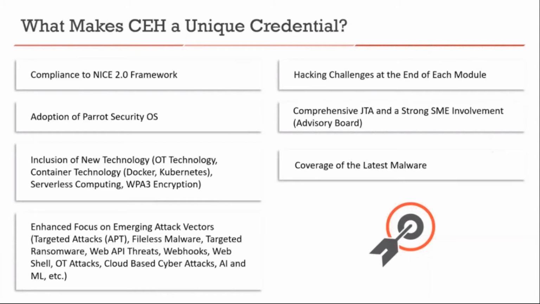Apart from that, you will get WPA3 encryption in CEH version 11, where you will learn how you can hack this latest WPA3 encryption as well. Here, EC-Council has focused on some more attack vectors like targeted attacks, which are APTs. That was a common technique hackers were using, where after compromising the target, they were finding ways to make themselves undetectable for a long time and also to enumerate more information from the target.